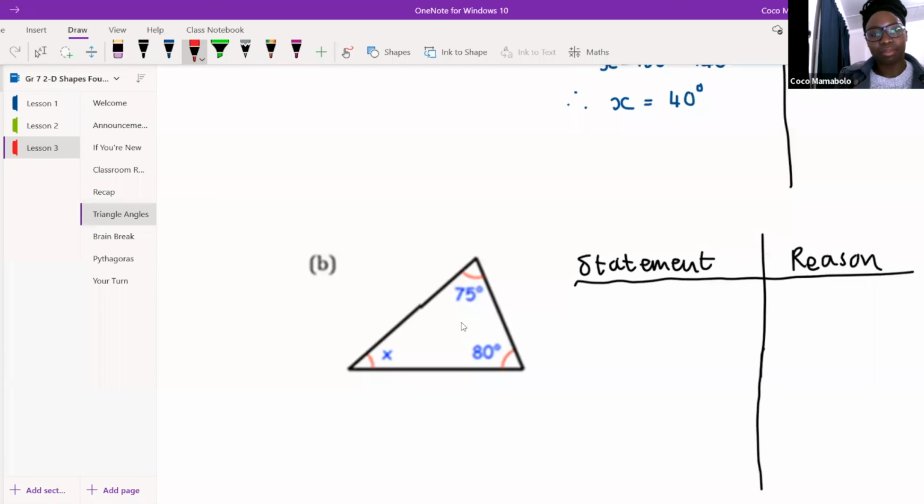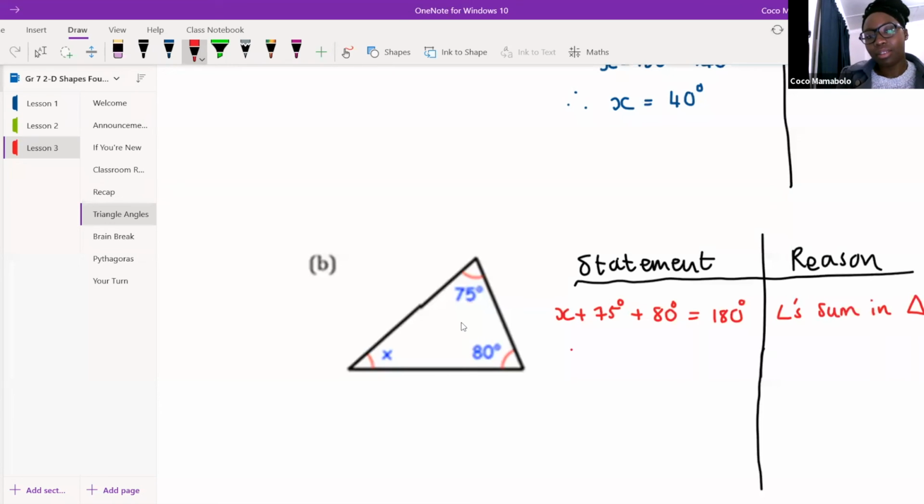All right. Ma'am, my statement for B, number 1 is x plus 75 plus 80 equals 180. Okay, what did you forget? Degrees. Good, you forgot your degrees. Don't forget your degrees. All right, what's your reason? Angle sum in triangle. Excellent. I like how lazy you are, just like me. I like it. All right, what comes next?